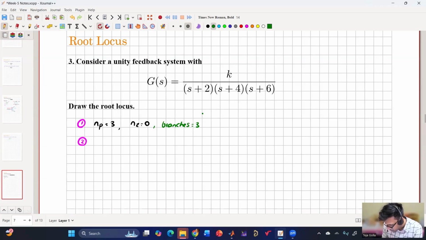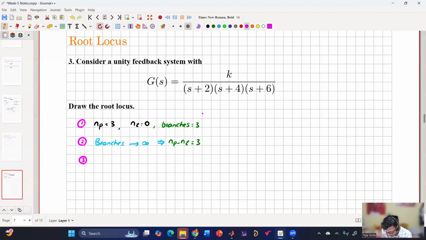How many of these branches will terminate at infinity? Branches terminating at infinity is NP minus NZ, right? Yes, sir, 3. Okay. So now we'll see on the real axis what region will lie on the root locus, RL. We'll see what region lies on the root locus.